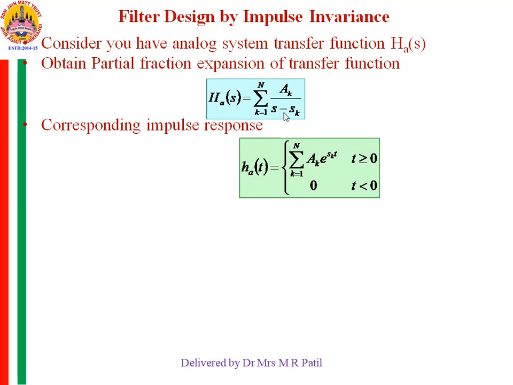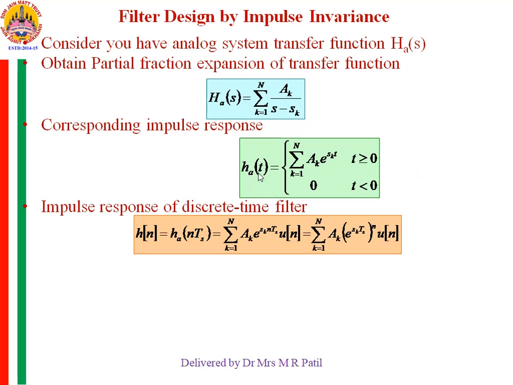So for every pole, you then convert it using the inverse Laplace transform to get the time domain impulse response h_a of t. So every term A_k by s minus s_k, when you take its inverse Laplace transform, will be equal to A_k e raised to s_k t, where t is greater than or equal to 0, and is equal to 0 for t less than 0.